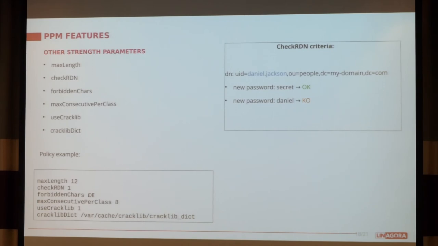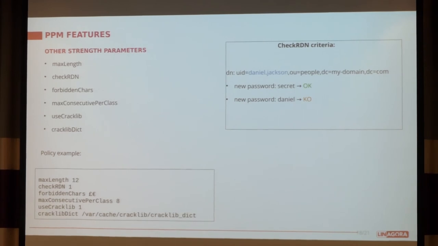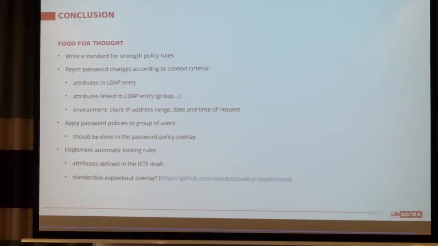Just to finish, to illustrate the checkRDN criterion, for example, the password secret will be okay with this user Daniel.Jackson, but the password Daniel is not okay. So to conclude, I would like just to give four ideas of improvements.